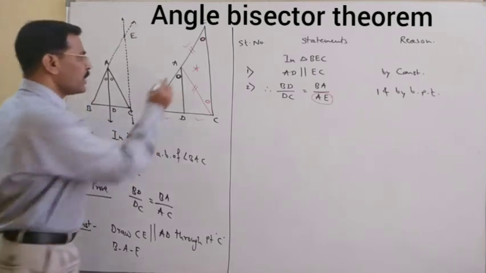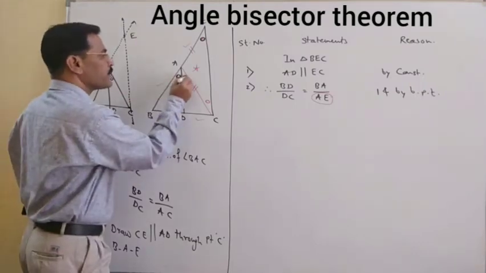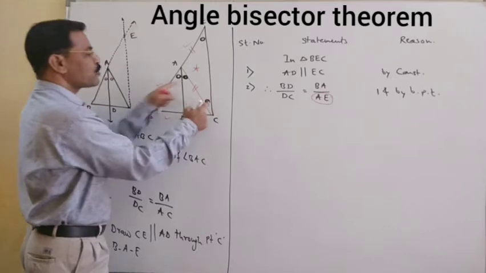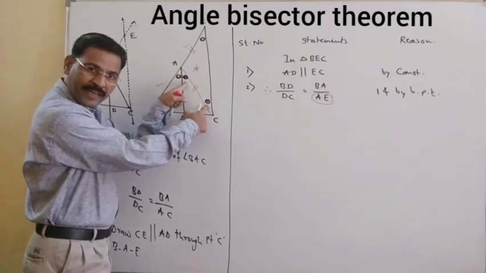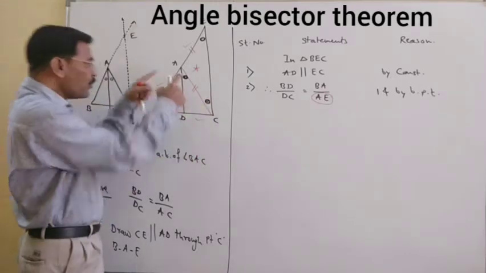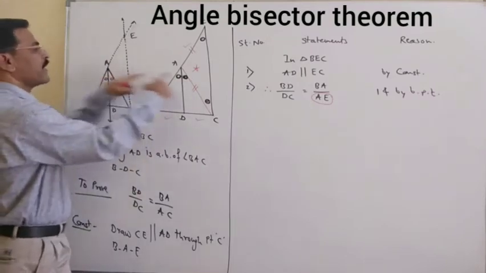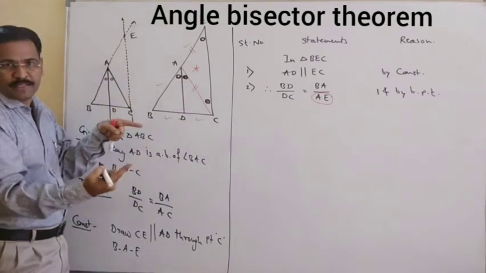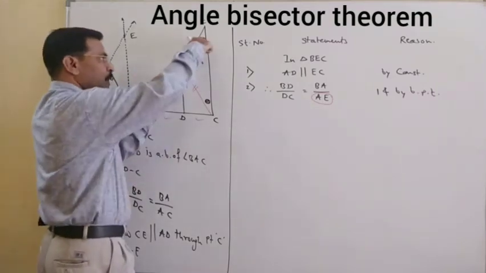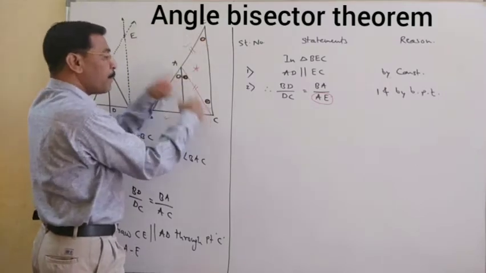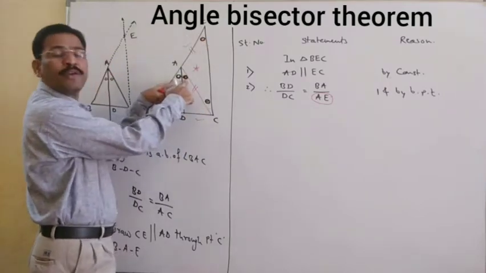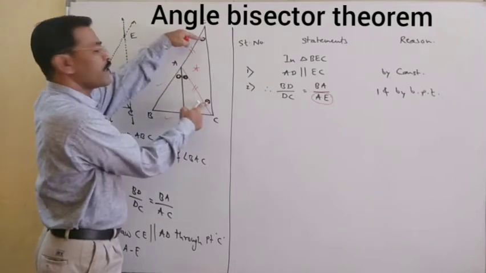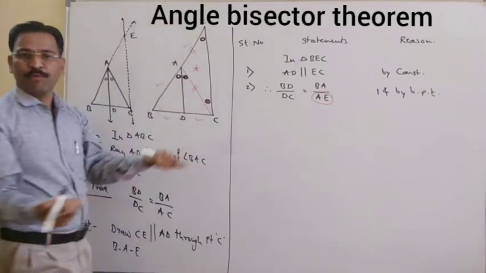Next part is what? This angle is congruent to this angle. Why are these two angles congruent? Alternate angle. But we know these two angles are congruent in the given part because AD is a bisector. That means these two are congruent, these two are congruent, but these two are already given to us as congruent. Therefore, these two become congruent, and that is the proof.